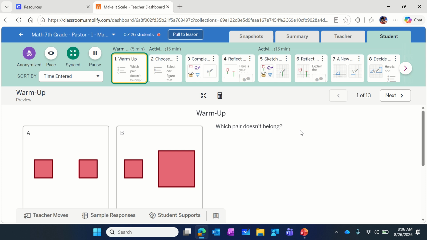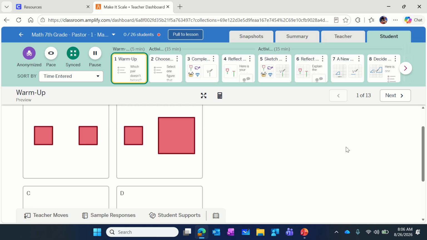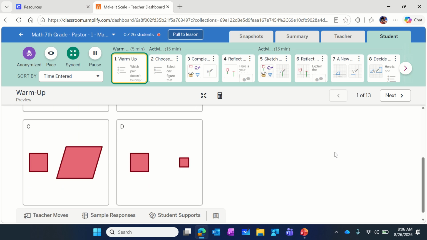Okay, so today we're doing 7th grade math unit 1 lesson 3. You guys had your warm-up. If you didn't do this already or if you were absent, please look at the warm-up and decide which one does not belong. Okay.